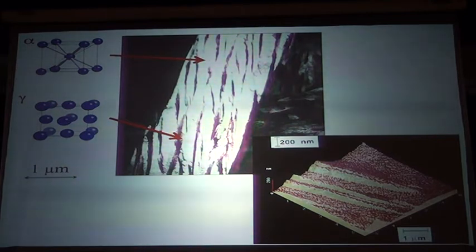And the fact that it's produced by a displacive mechanism is very clear, because if you take a sample of austenite and you polish it completely flat and you allow it to transform into bainite, then you produce these deformations. These are the deformations which lead to the change in crystal structure.